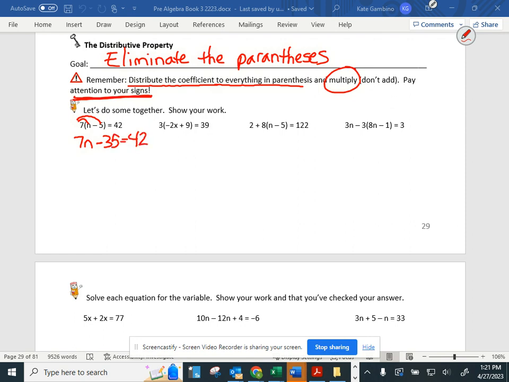That equals 42. We have to do our opposite operations. Remember, SADMER, we do our subtraction or addition first. So this is a minus 35. We want to add 35. So 7n comes straight down. Minus 35 plus 35 zeros out. 42 plus 35 is 77. Now we have to do that multiplication or division, the opposite operation. So we're dividing by 7, so n equals 11.